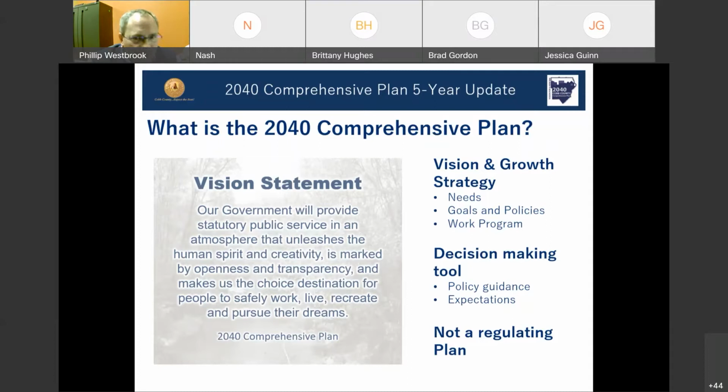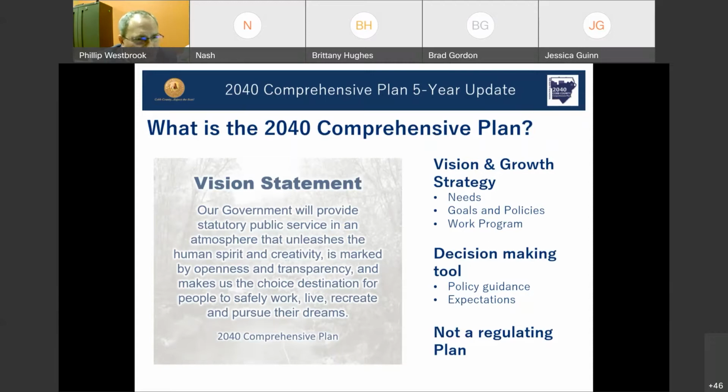These needs help establish the goals and policies, and the goals and policies are used to guide decisions that help the county bring the vision to reality. Then there's the community work program. This is a 5-year work program that identifies specific projects that the county intends to undertake over the next 5 years. The comprehensive plan is also used as a decision-making tool that provides policy guidance and community expectations, especially when it comes to the future land use map. The community does have an expectation of the way the community develops into the future, and that is our future land use map.